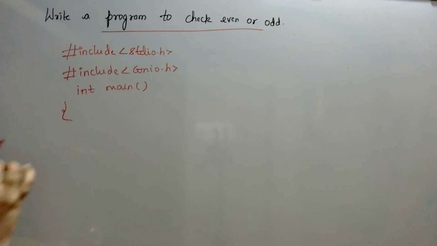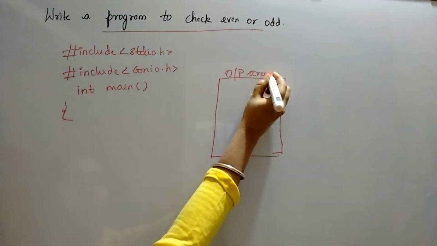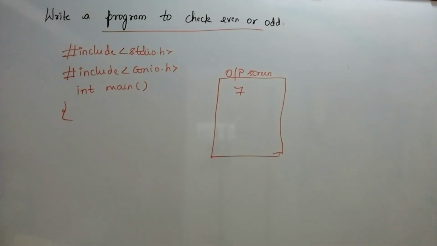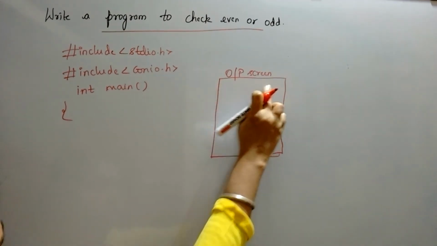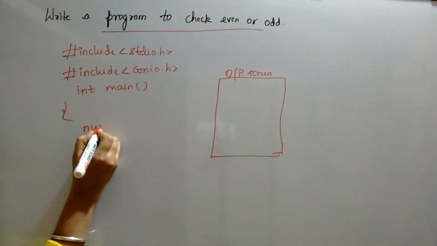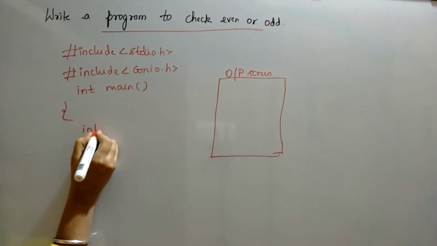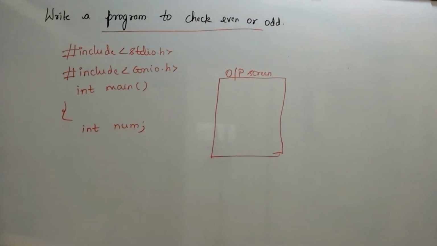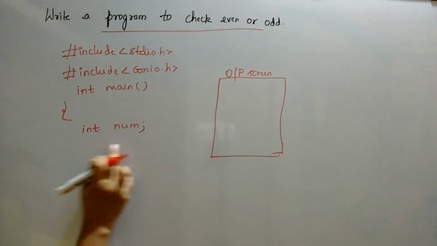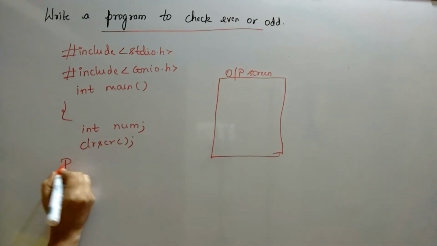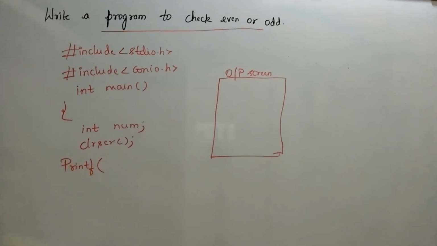Now what is the given question? Check whether the entered number is even or odd. This is your output screen. Now if I enter some number like 7, fine, now here what I have to declare, since I am entering a number, it has to display enter the number, so I have to declare num. I am going to declare int num. Fine, what is the next step? Here I am going to use clear screen, clrscr.